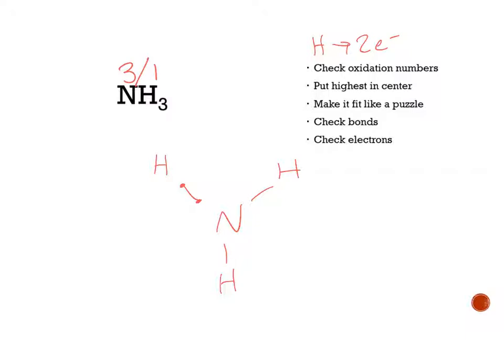Nitrogen, on the other hand, only has 6. So we need how many more? We need 2 more. Okay? And so 2 more electrons, we'll just put them on top. That's going to complete the octet, or all 8 electrons for the nitrogen.